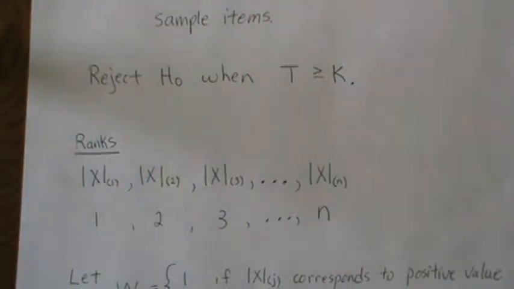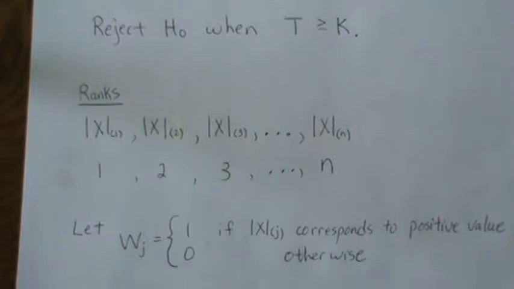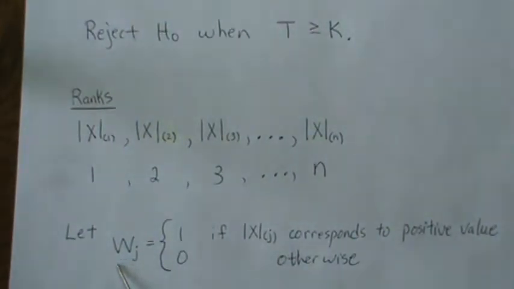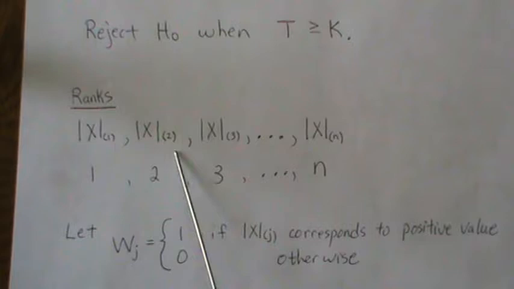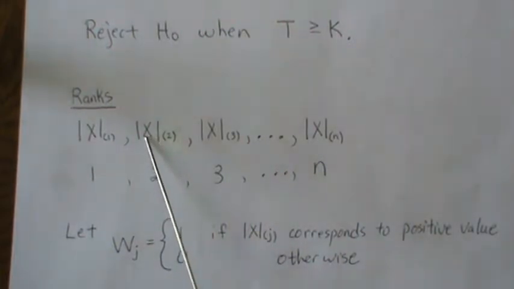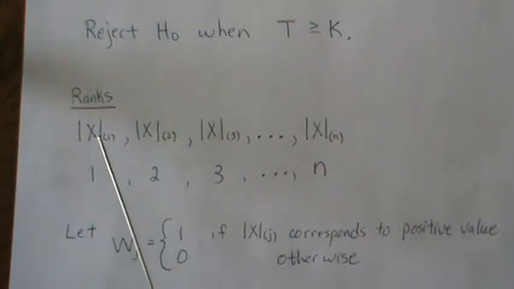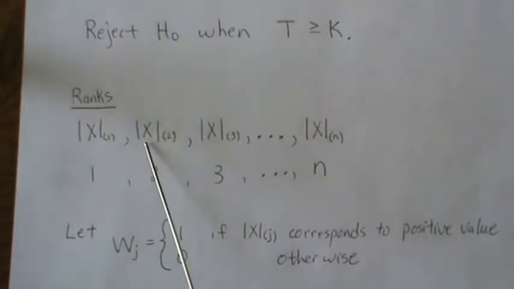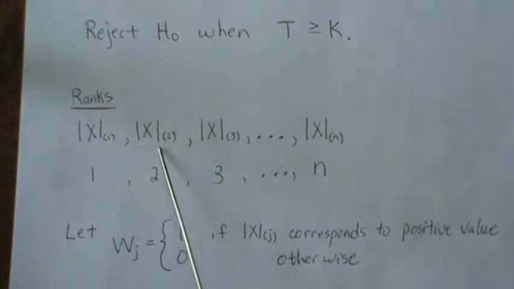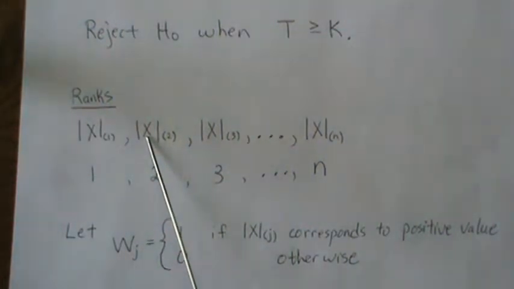So we're ranking these. Now we're going to create a variable: if the jth rank is associated with a positive original value, then it gets a 1. Otherwise, it's a 0. So if this is the second smallest absolute value, and the original data was positive, meaning greater than 0, then W2 is a 1. But if this were associated with a negative value prior to taking the absolute value and the rank, then we'd get a 0.